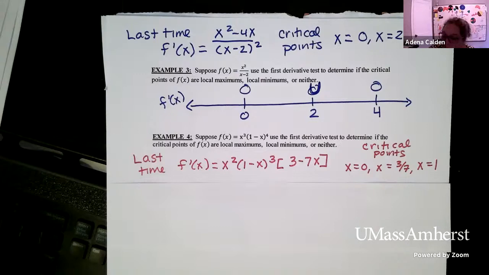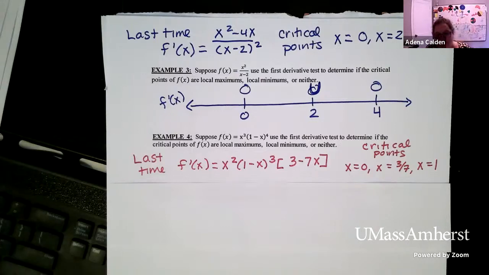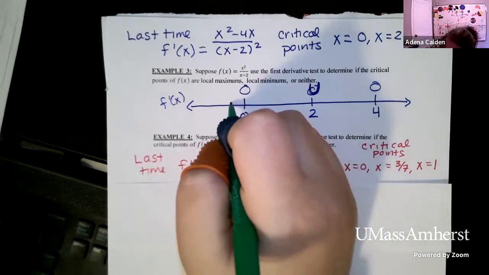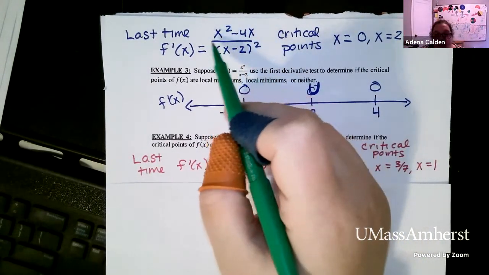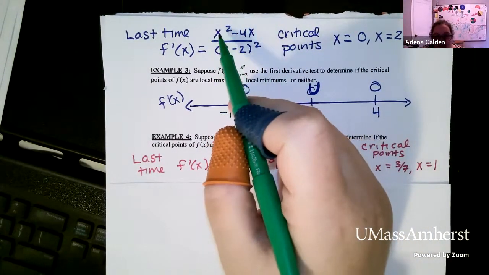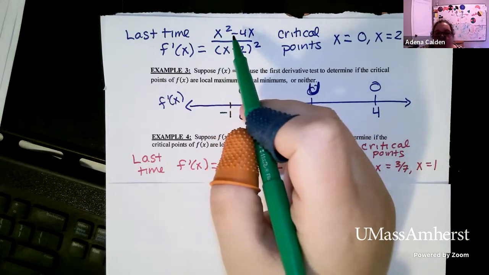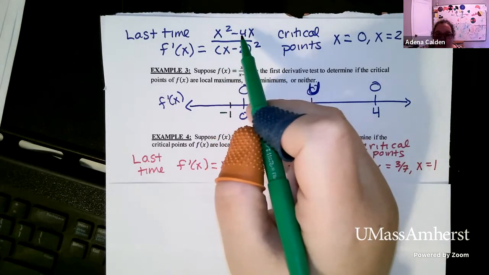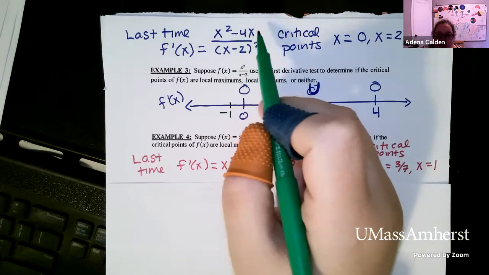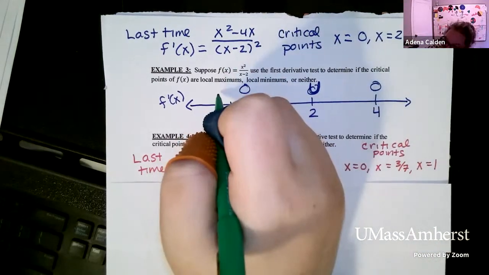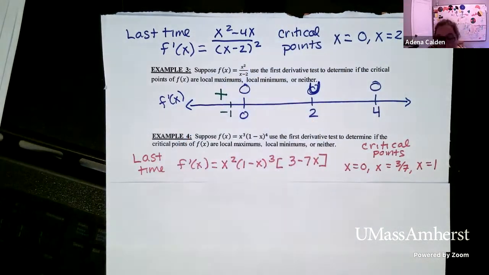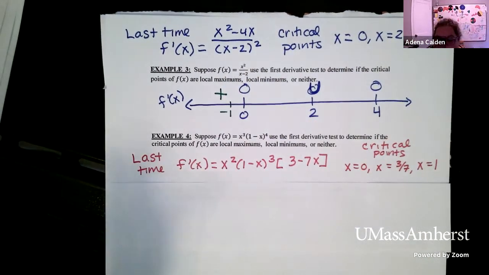Okay, so I need to pick something to the left of 0. So I'm going to pick -1. So if I plug in a -1 into the numerator, I get -1 squared. So I have 1, and then I end up with +4, right? Because I have a -4 times -1. So 1 plus 4 gives me +5. So I get a positive value in my little first test interval.